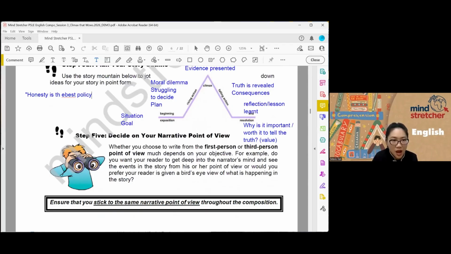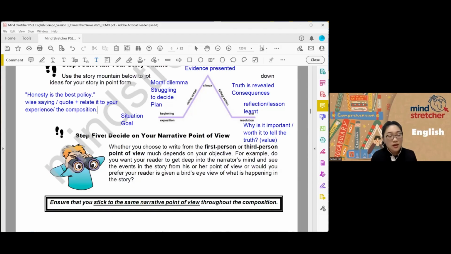Honesty is the best policy. Every time you introduce a wise saying, please don't leave it hanging there, assuming that the reader knows what to do with it. Every time you have a wise saying or a quote, remember to relate it to your experience or the composition.